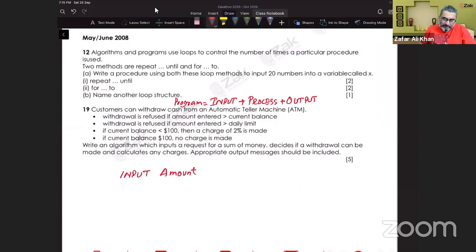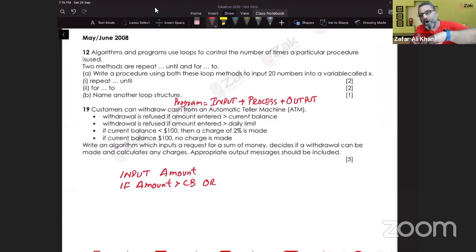Withdrawal is refused if the amount entered is greater than the current balance. And withdrawal is refused if the amount is greater than the daily limit. So this is output with condition. If amount is greater than current balance, or see, withdrawal is refused. So in both of the cases, the withdrawal is refused. It means the outcome is the same. Conditions are two.